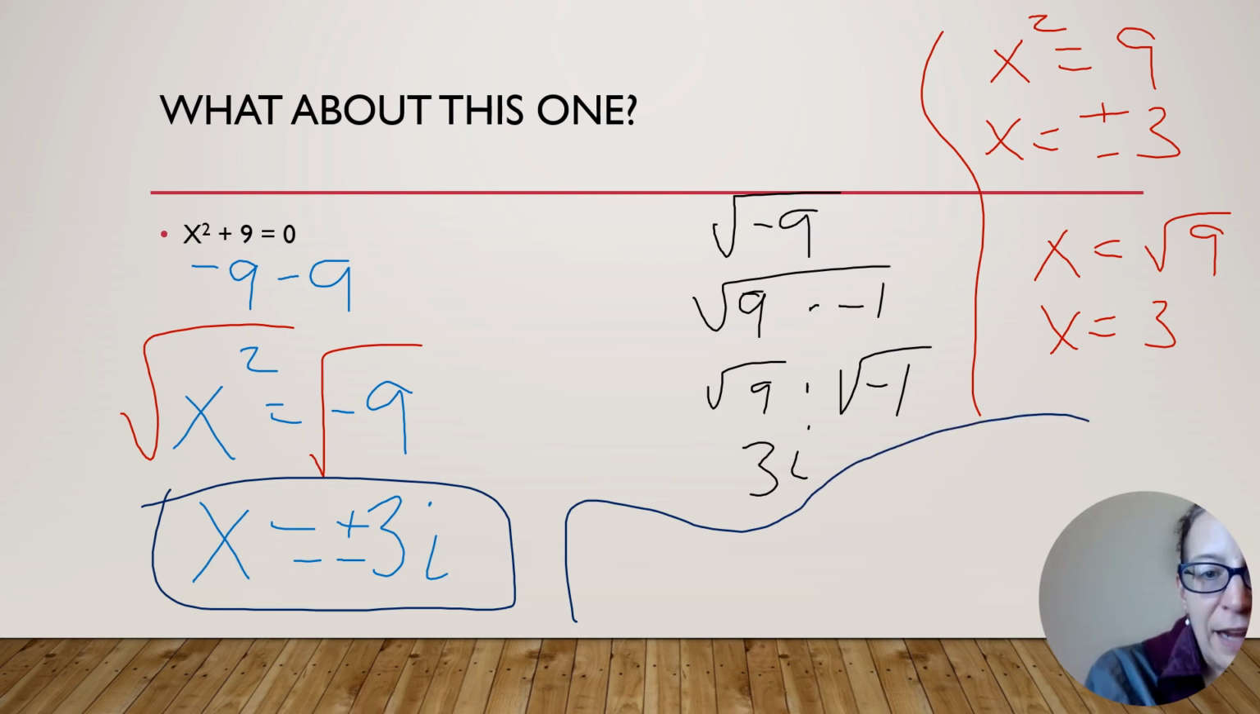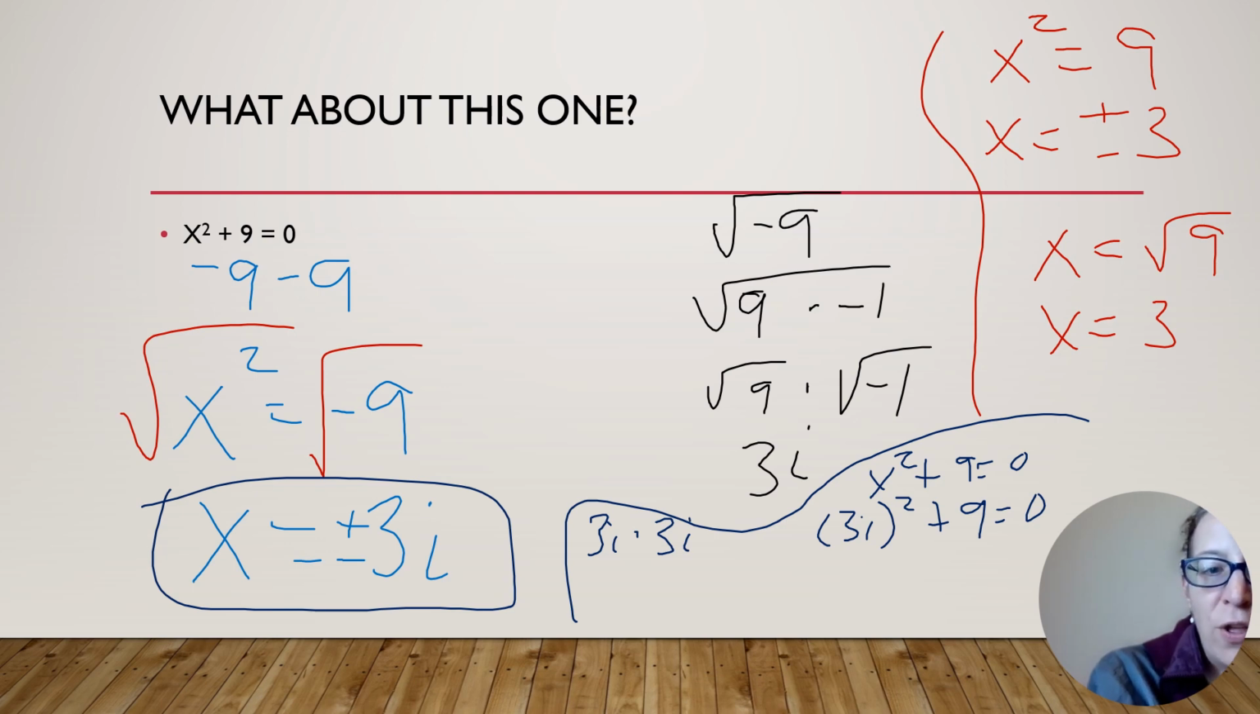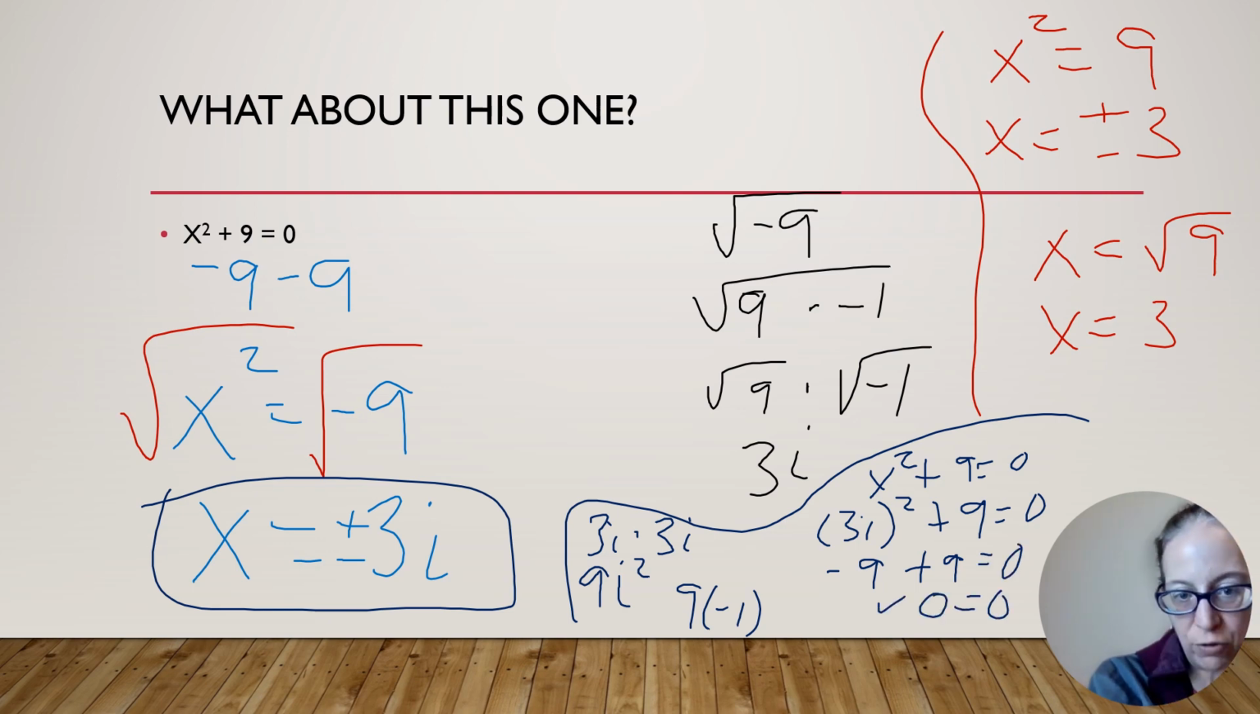So we've got x squared plus 9 is equal to 0. If I plug in 3i and square it, plus 9 is equal to 0. Well, 3i squared means 3i times 3i. 3 times 3 is 9. i times i is i squared. But i squared is -1. So 3i squared is -9. -9 plus 9 is 0. And 0 equals 0. So I have a true statement.